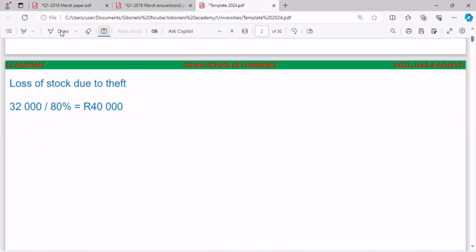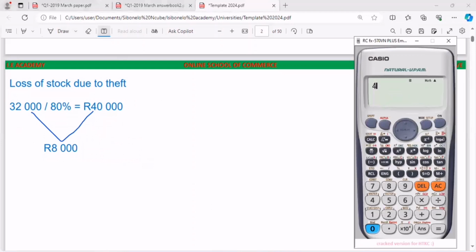So how much is the difference? The difference here is the amount that was not recovered through the insurance claim. So 40,000 minus 32,000, that is 8,000. So this is the loss that the company will bear. Or, guys, you can simply take the full amount of 40,000. We said the value of the stock stolen is 40,000, and we are told that Motu Limited has to bear a stock loss of 20%. You multiply this by 20%, still it gives you 8,000. So this 8,000 is the loss that the company has suffered. It was not recovered by the company, therefore it is the loss.